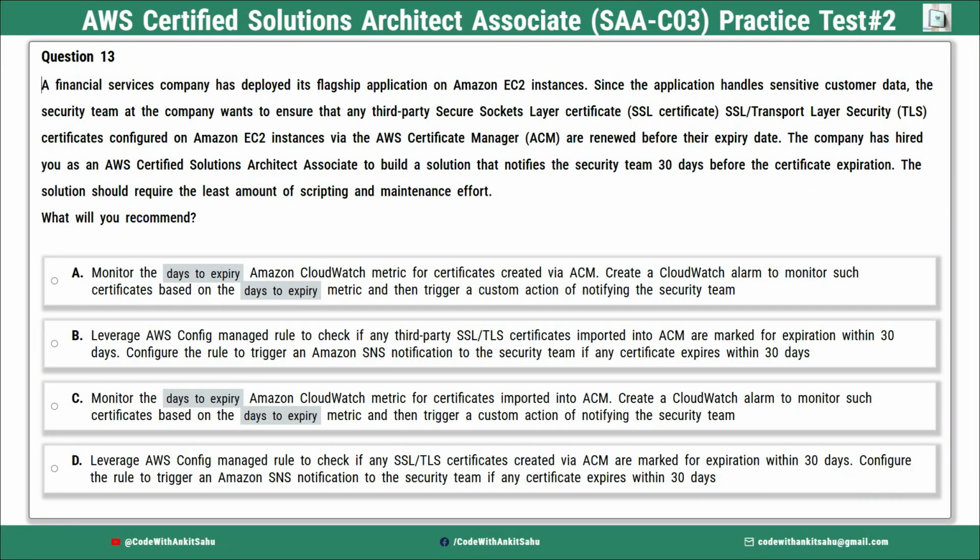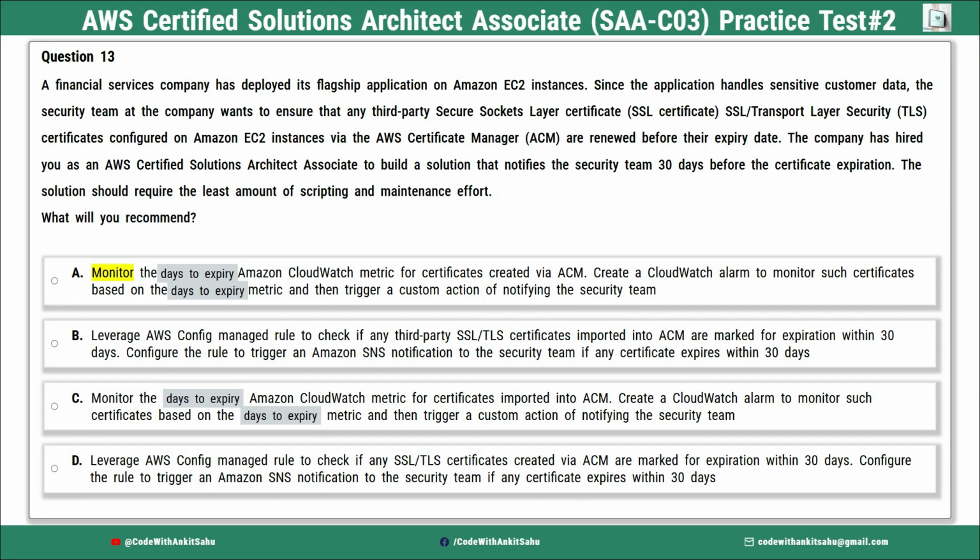What will you recommend? Option A. Monitor the days to expiry Amazon CloudWatch metric for certificates created via ACM. Create a CloudWatch alarm to monitor such certificates based on the days to expiry metric and then trigger a custom action of notifying the security team. Option B.